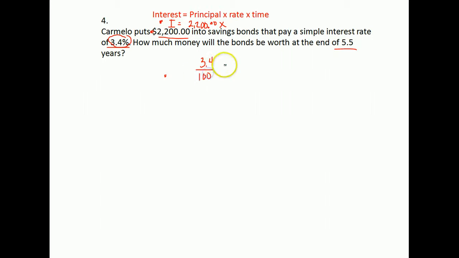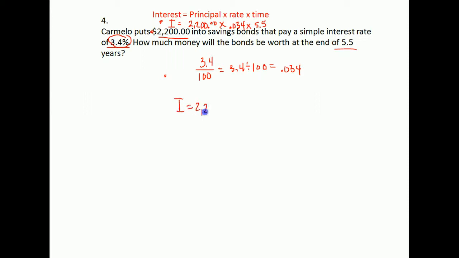So remember, percent means per 100 or divided by 100. So we take 3.4 divided by 100, and we get 0.034. That is the rate we're going to use in our formula up here, and then times the amount of time, 5.5. Okay, let's go ahead and calculate that.